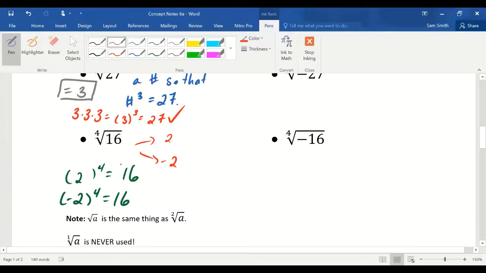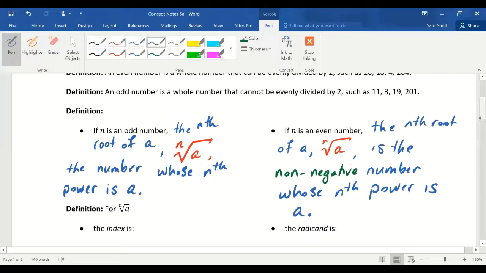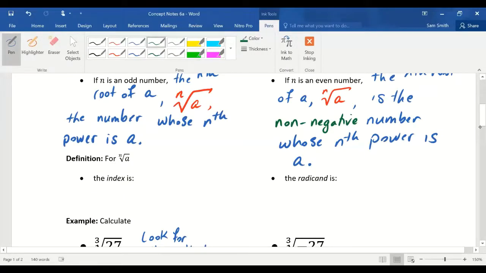The 4th root is non-negative. The 4th root is not allowed to be negative. So that automatically disqualifies negative 2 from being the result, the simplification of 4th root of 16. Now we're going to simplify and calculate the value of 4th root of 16. That is positive 2, non-negative. Okay, so for even roots, never negative. For odd roots, you can do whatever you want, as long as the number's nth power is a.